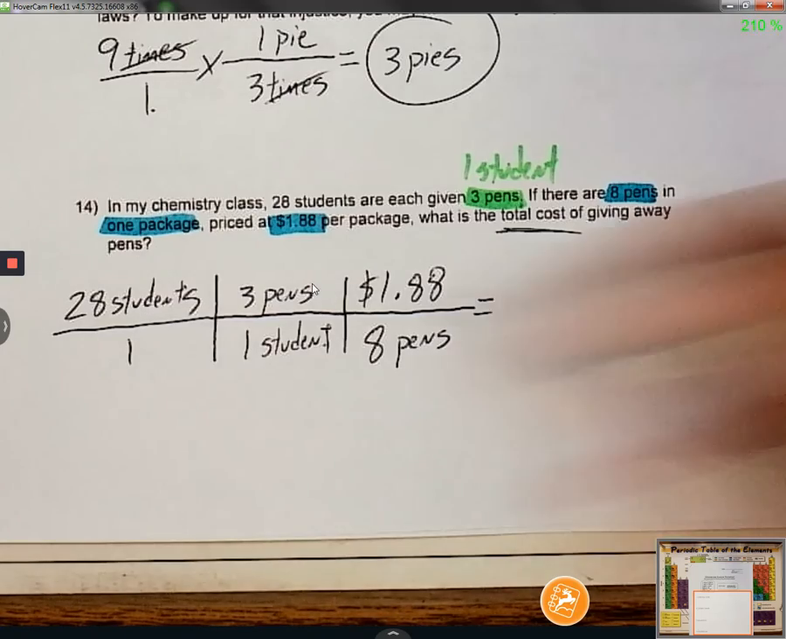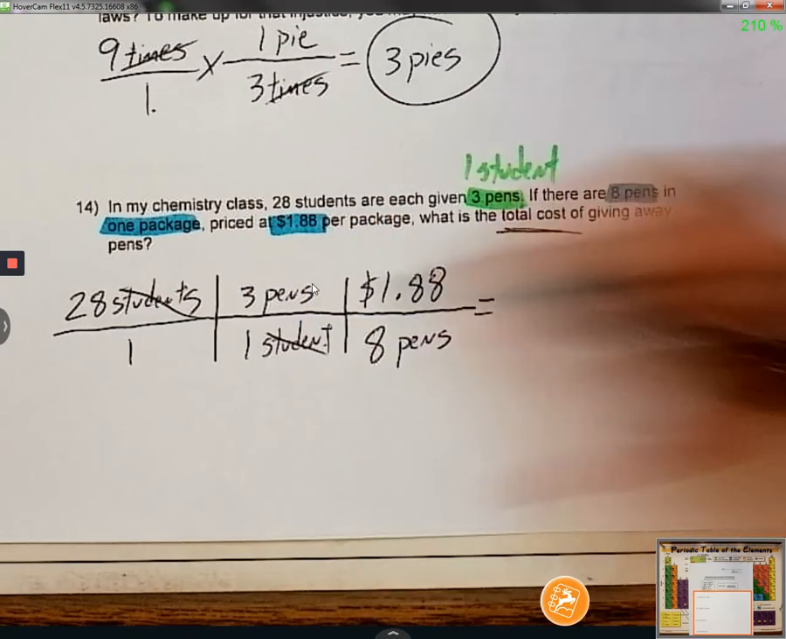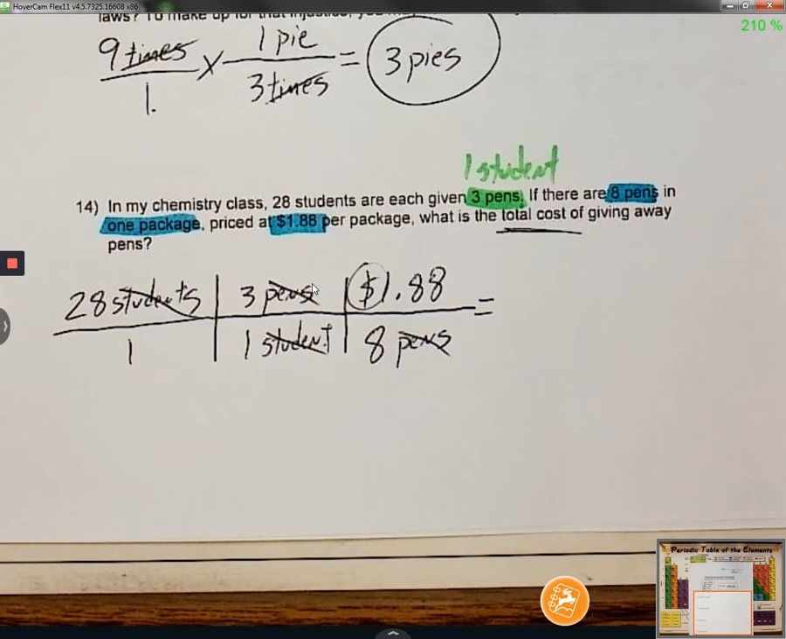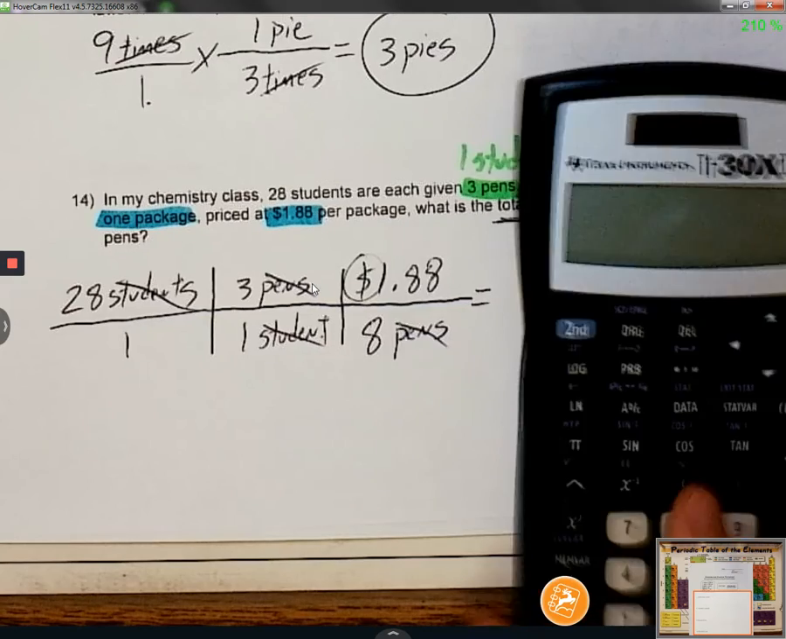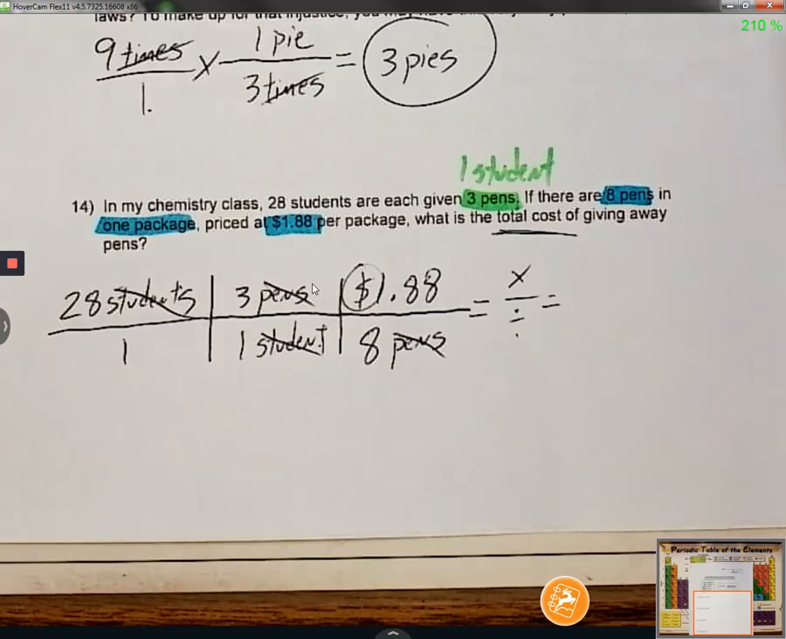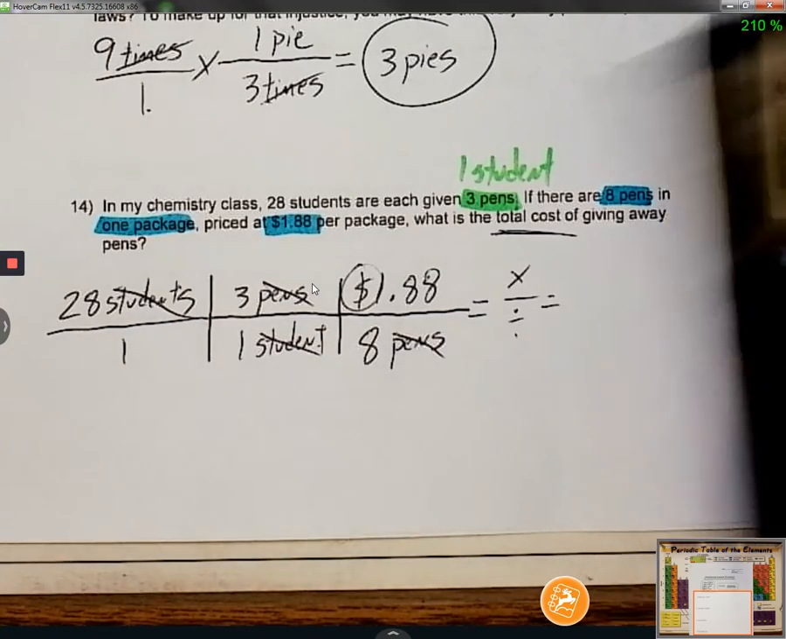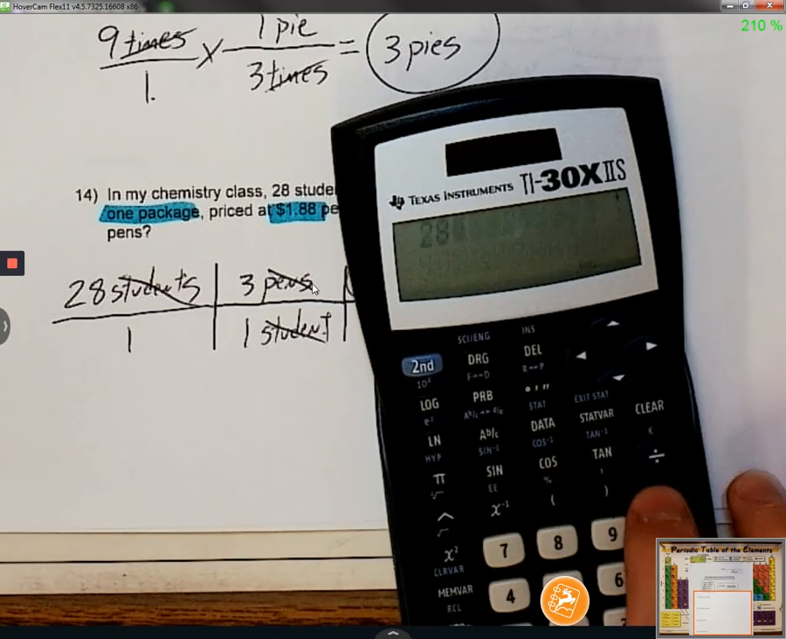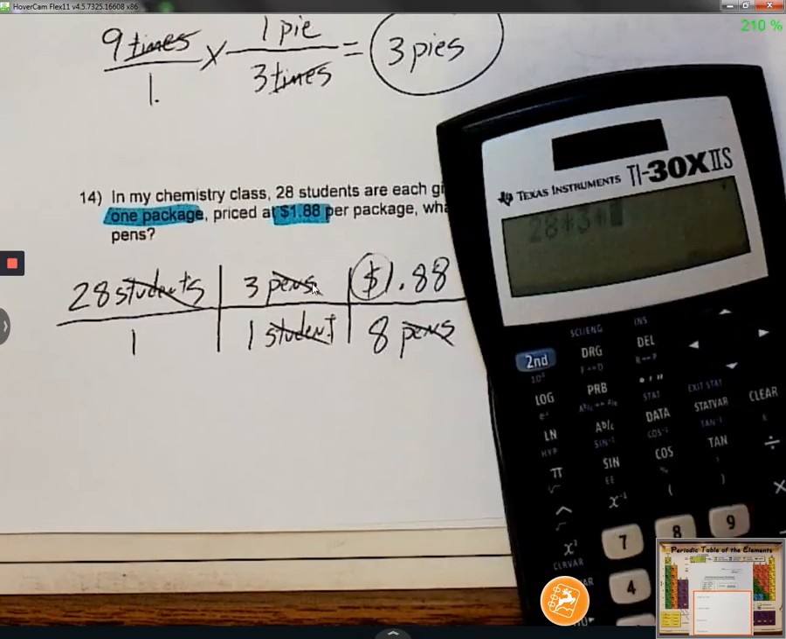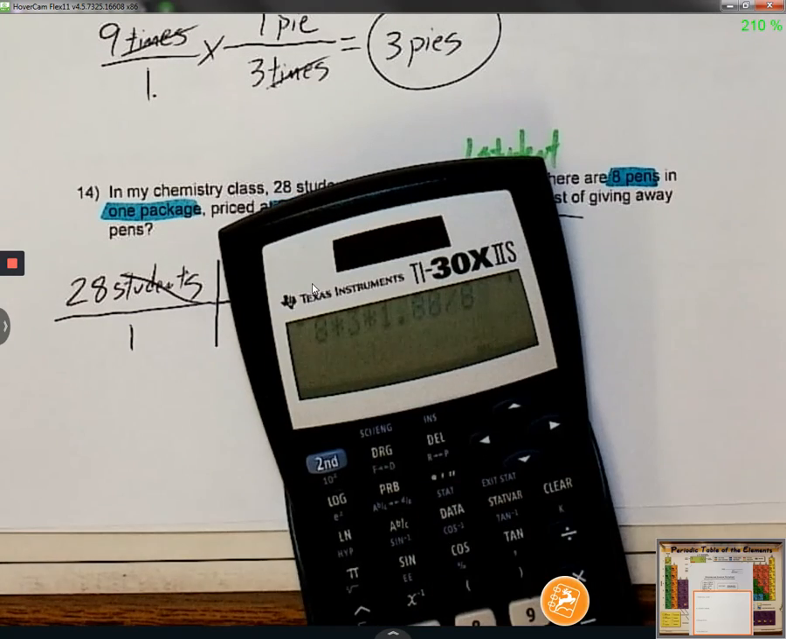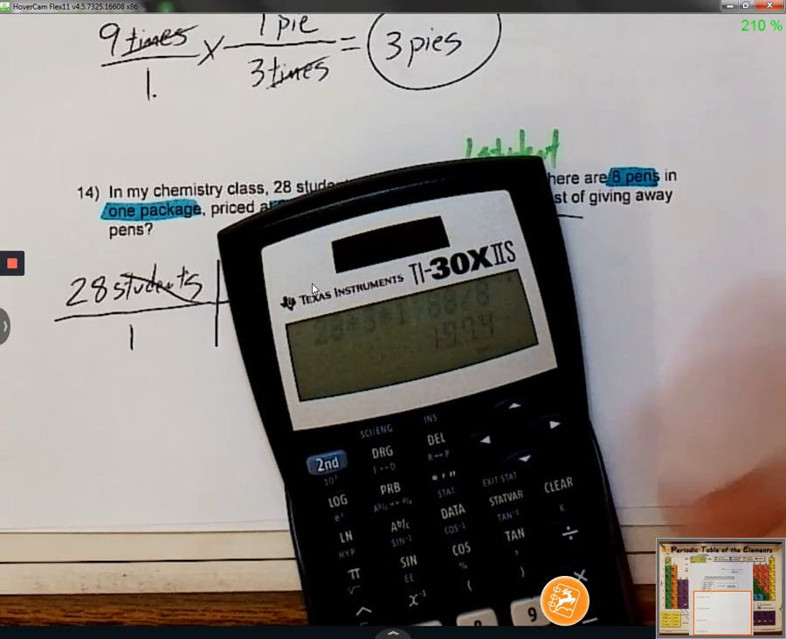So let's cancel stuff. Students divided by students, boom, roasted. Pens divided by pens, boom, roasted. I'm left with dollars, which is what I want, right? So now, we're going to go to our very last thing. Remember, you multiply everything on top, you divide by everything on bottom. So I'm going to turn the calculator on. It works better that way. So I'm going to go 28 times 3 times 1.88. What's the only thing I divide by here? 8. If I do that all as one operation, it tells me it's going to cost me $19.74.